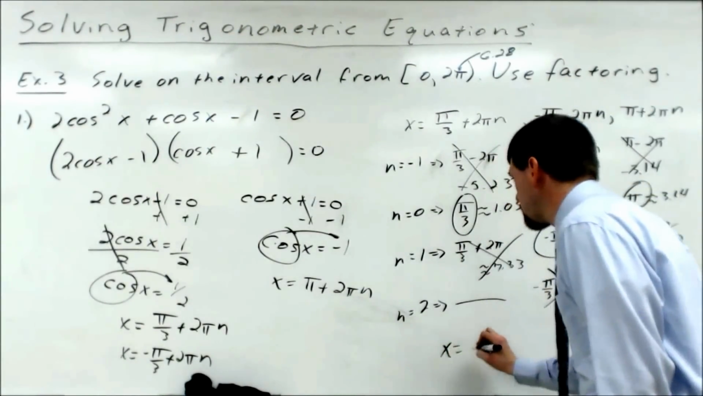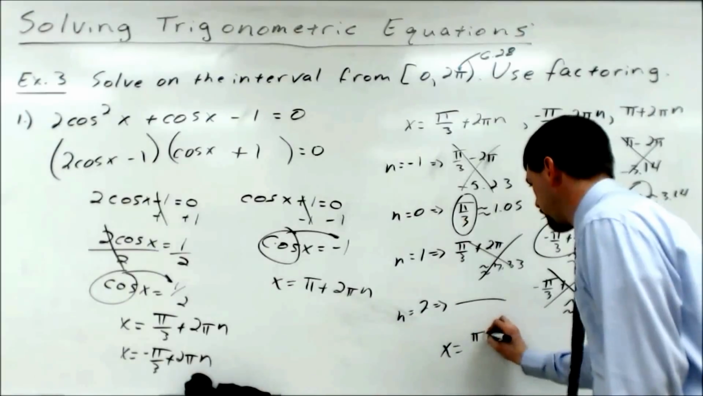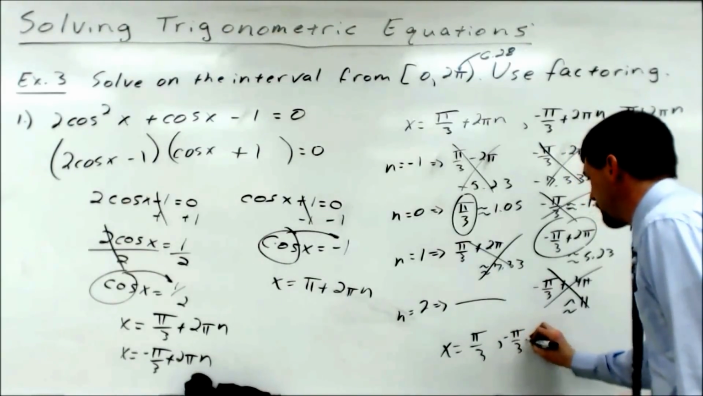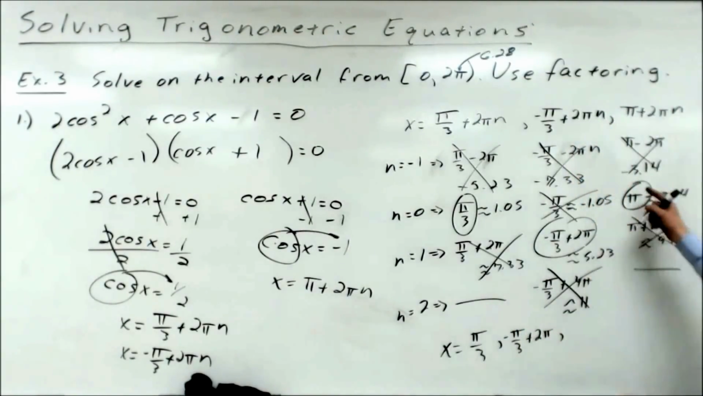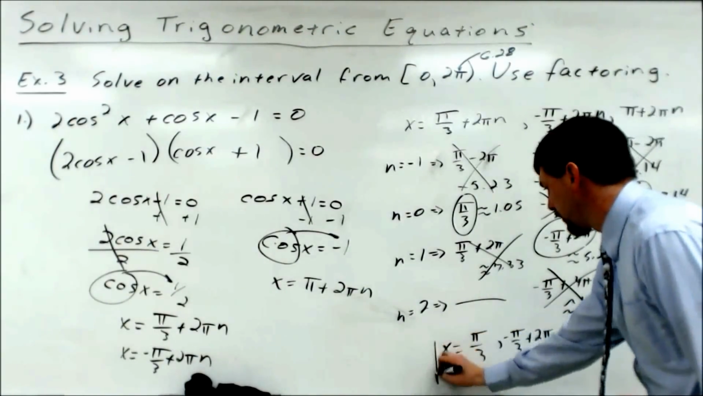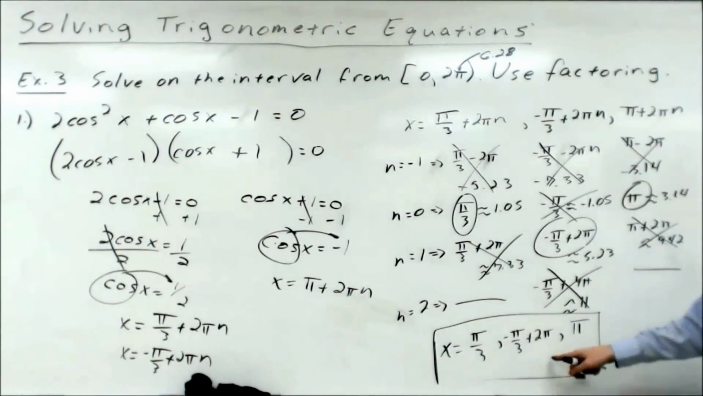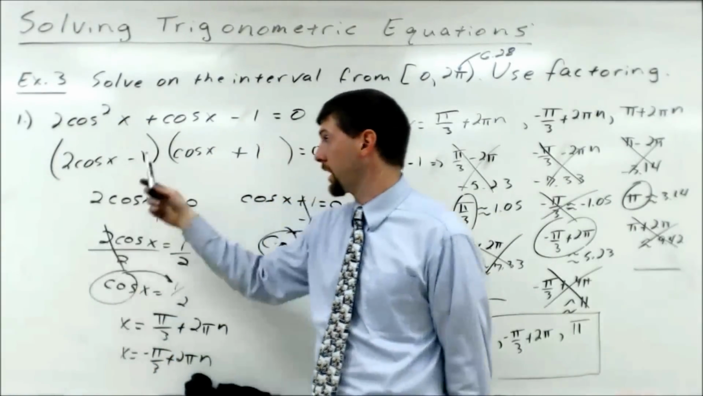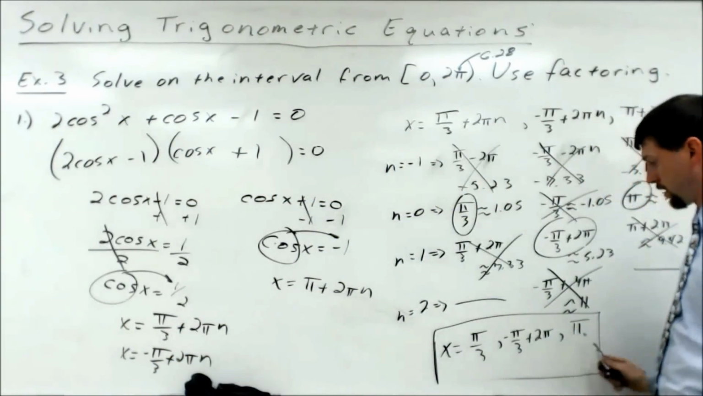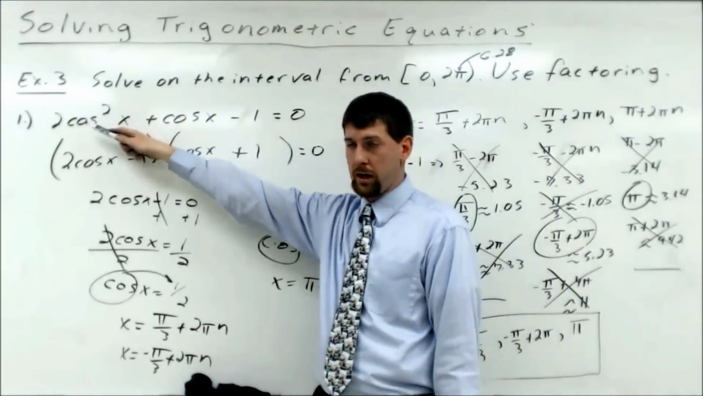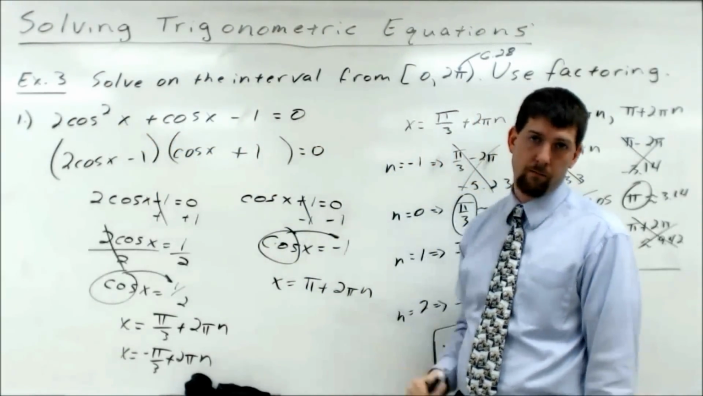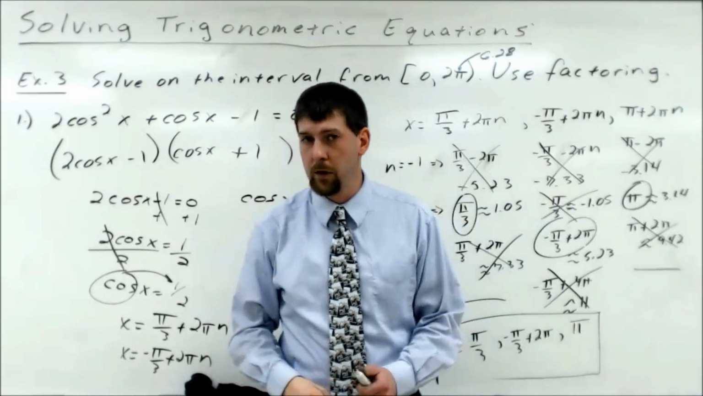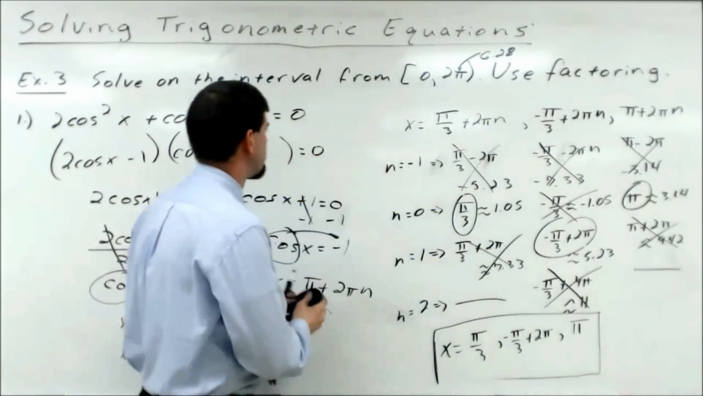So all of our solutions for this problem end up being pi over 3, negative pi over 3 plus 2 pi, and pi. So that is all solutions from 0 to 2 pi of this equation. I plug any one of these answers into this equation, and every single one of them will spit out a 0. Okay, so keep in context what it is that we're looking for. All right, let's go through and work with a couple more of those.